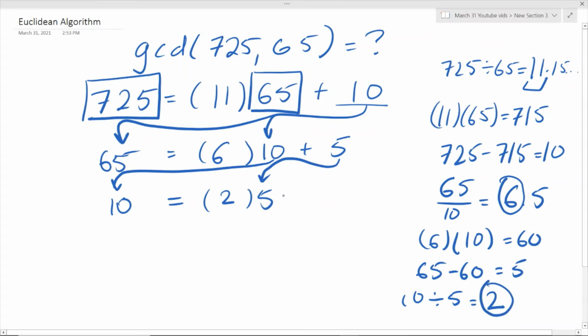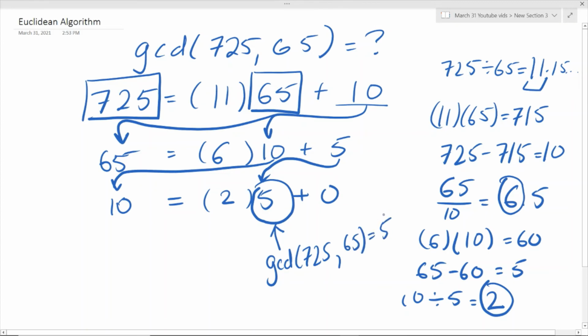So if 2 is a whole number, that means 10 divided by 5 gives you the whole number. Well then 10 is divisible by 5. So we could just write 0 right here. Okay, so we basically complete our Euclidean algorithm. Now, this number that I circled is our GCD because it's right beside the 0. The GCD of 725 and 65 gives us 5. So 5 is our greatest common divisor in this case.